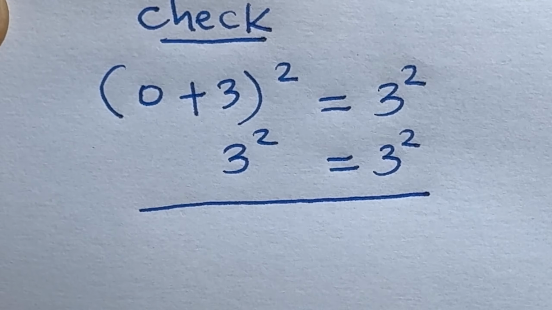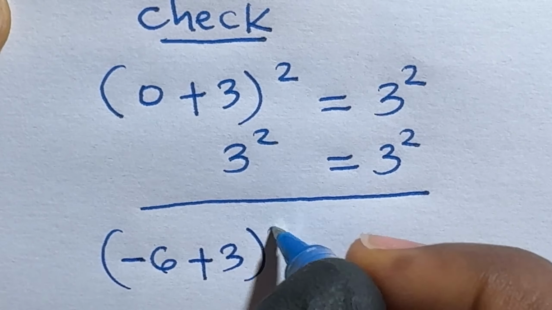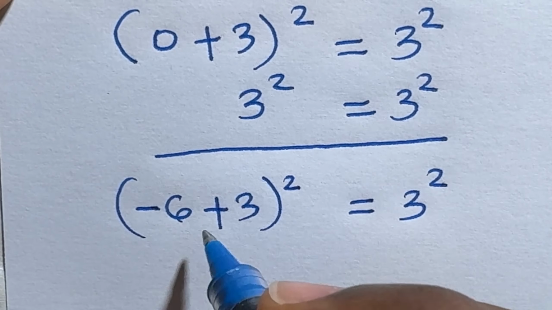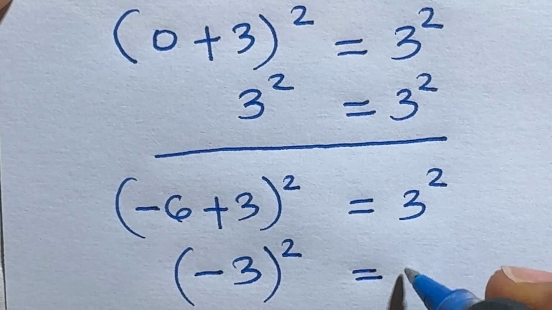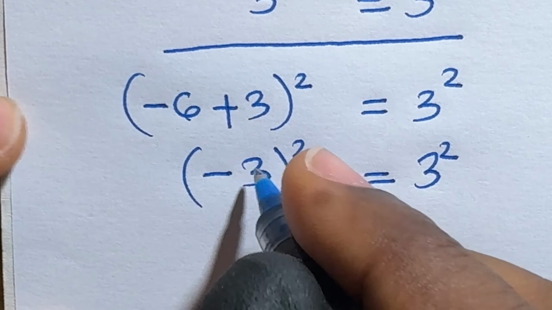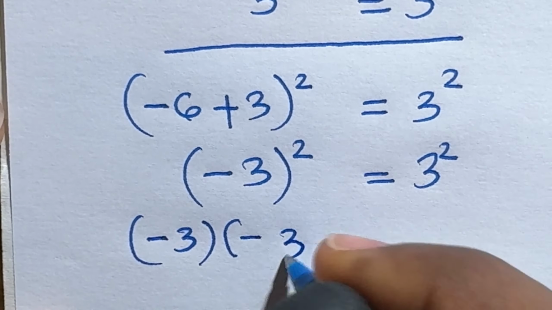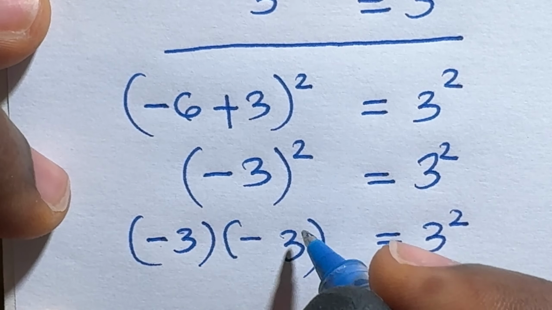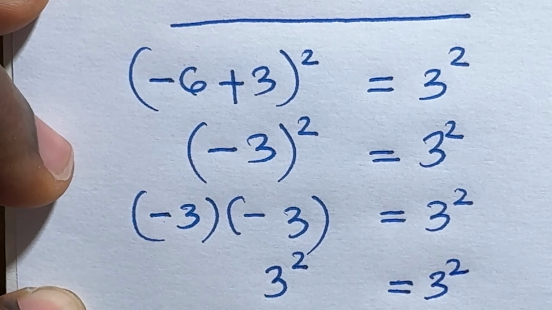For the second part, when x is −6, I have (−6 + 3)² is equal to 3². If you add this −6 + 3, you get (−3)² is equal to 3². Now let's get rid of these brackets. To get rid of the bracket, we say −3 times itself. So we have −3 times −3 is equal to 3². Minus times minus is plus, and 3 times 3 is 3², confirming that both our solutions are correct.